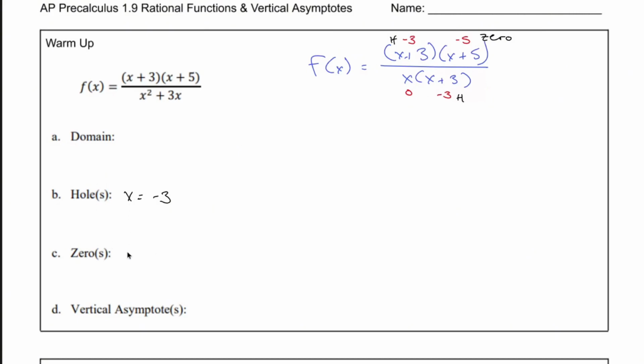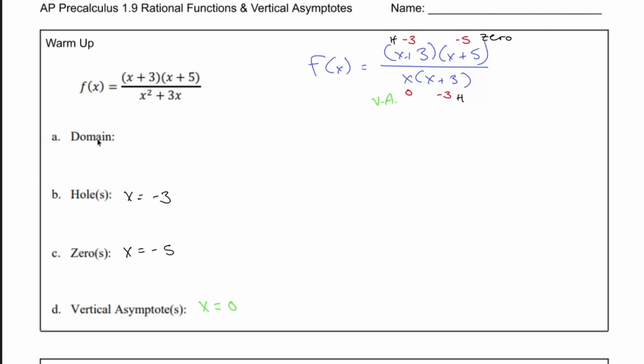So my zero is going to exist at the x equals -5 point. And on the bottom, we have 0 where 0 is not seen in the numerator anywhere. That is a vertical asymptote. And so that happens at the equation x equals 0, the y-axis.